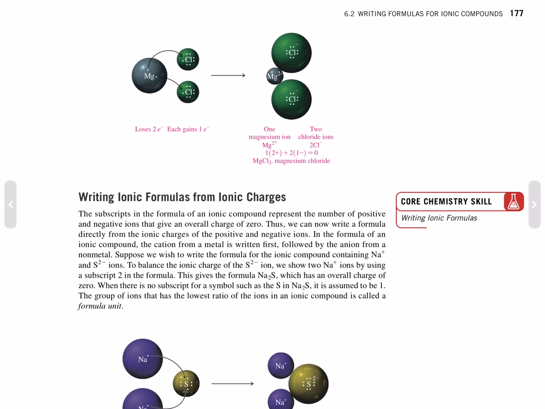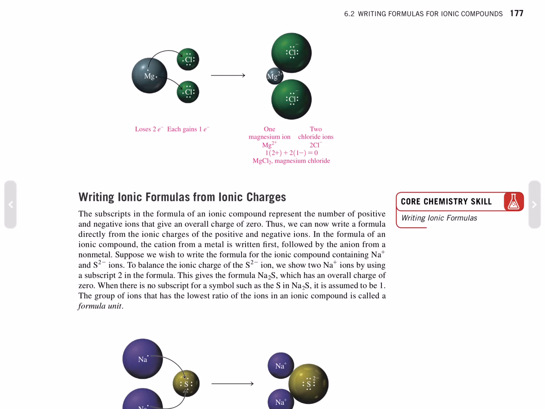Writing ionic formulas from ionic charges. The subscripts in the formula of an ionic compound represent the number of positive and negative ions that give an overall charge of 0. Thus, we can write a formula directly from the ionic charges of the positive and negative ions. In the formula of an ionic compound, the cation from a metal is written first, followed by the anion from the nonmetal. Suppose we wish to write the formula of an ionic compound containing sodium ions and sulfide ions.